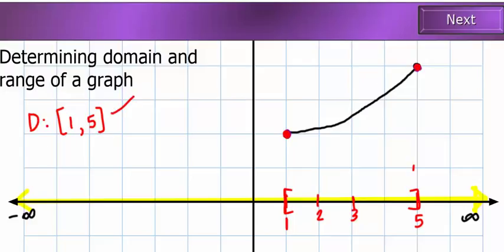And what are these called? Brackets, which signify a closed interval. Now, if we had an open circle on one of our endpoints, we would have parentheses on one of the ends. If we had open circles on both endpoints, we would have parentheses on both ends, and it would be an open interval. Now, our range sometimes is a little bit harder to see, and that's only because it's vertical.